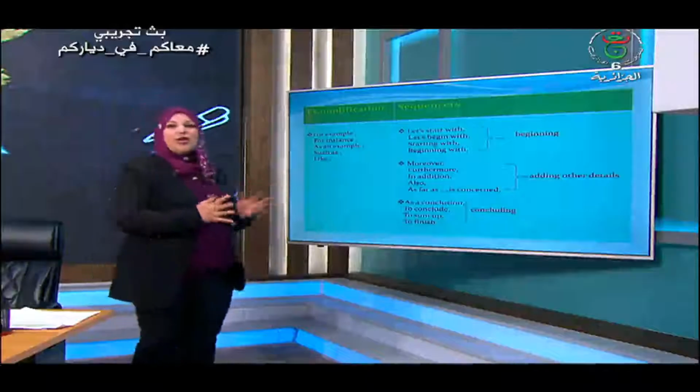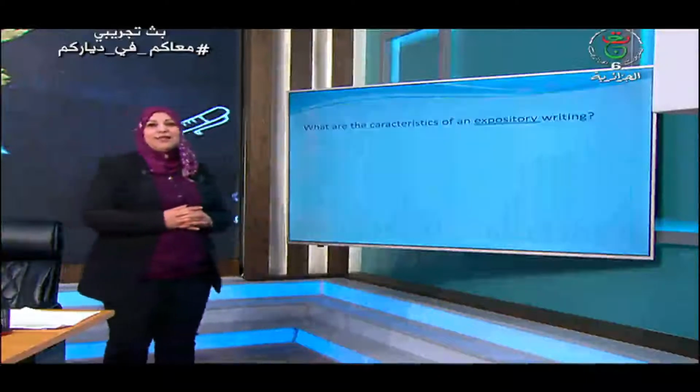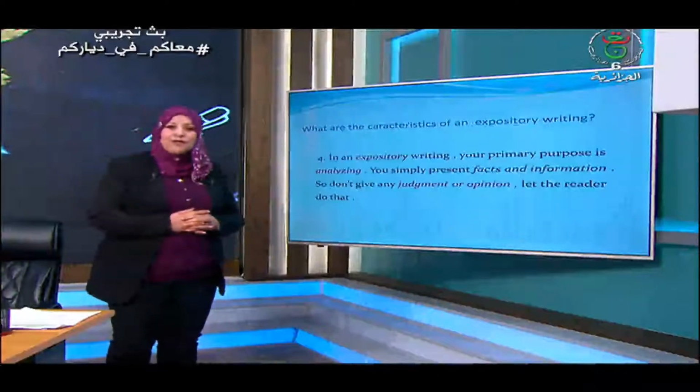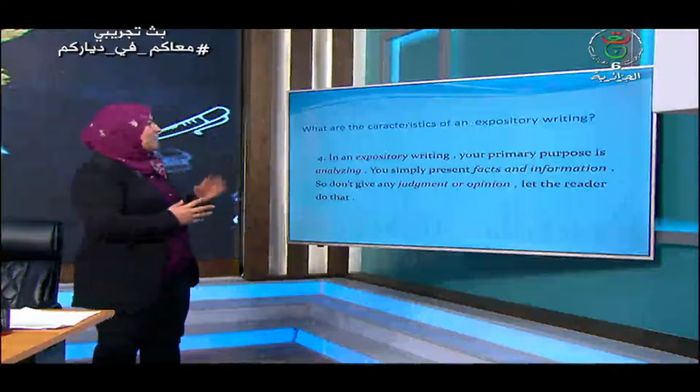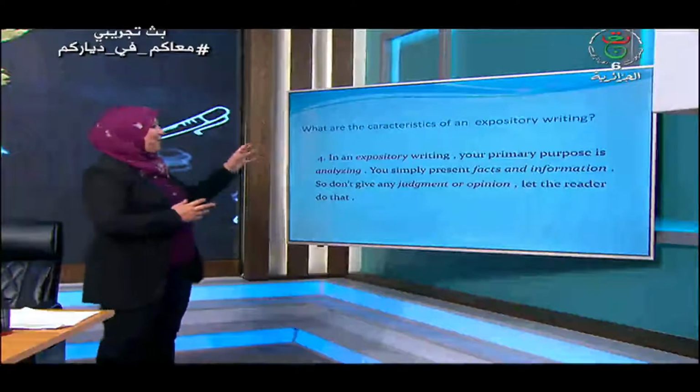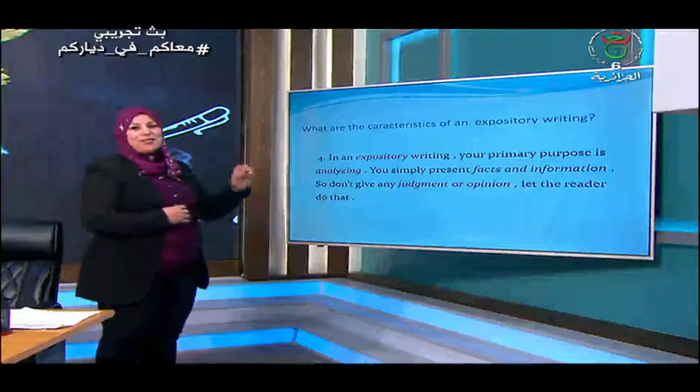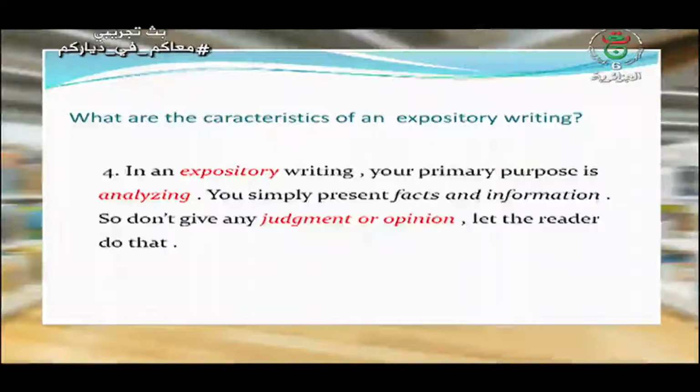After going through all these necessary details, let's write your first draft. But still, before, we have also a fourth note which is very important: as I said before, you have to write an expository article. Let's see some characteristics. What do we mean by an expository article? In an expository writing, your primary purpose is analyzing. You simply present facts and information, so don't give your judgment or opinion. Let the reader do that.